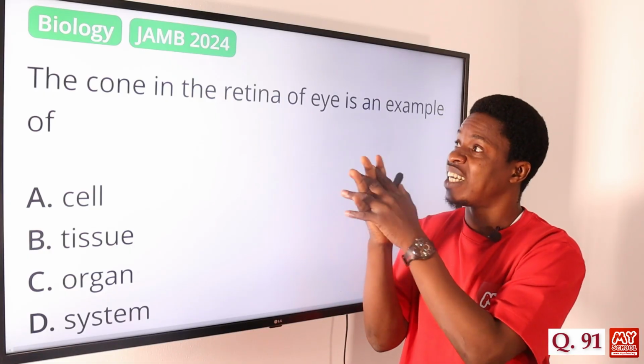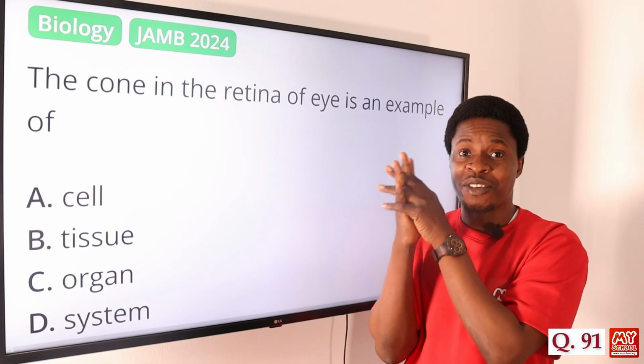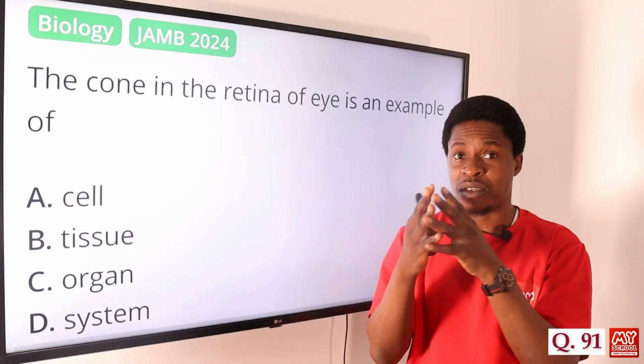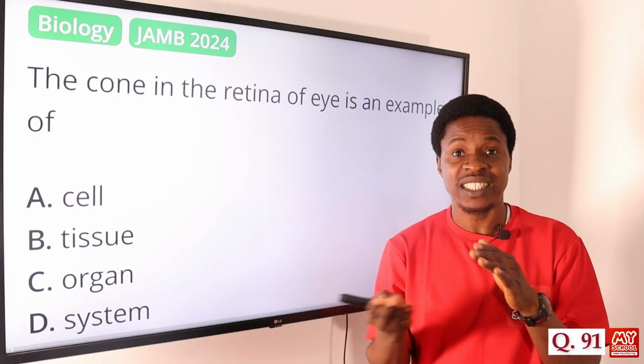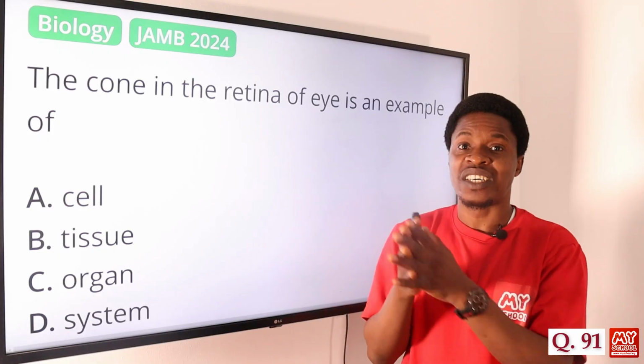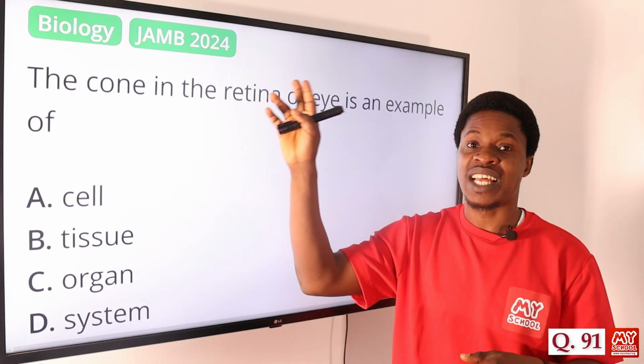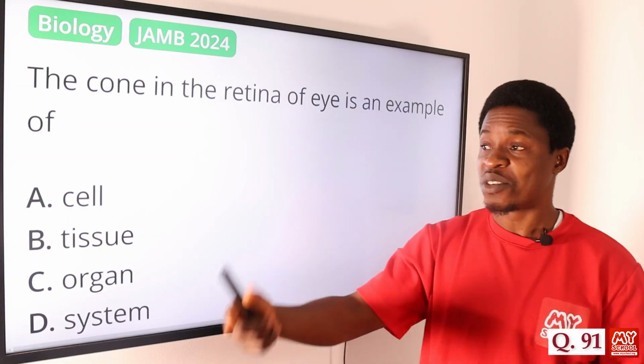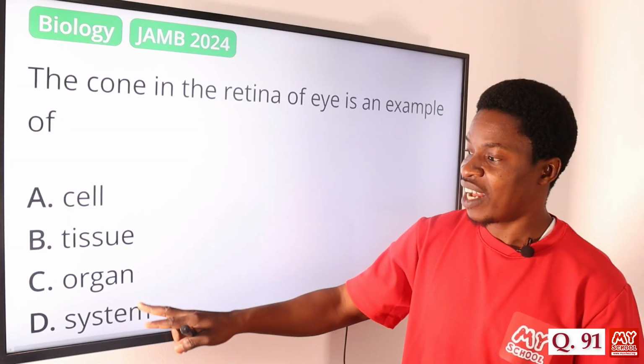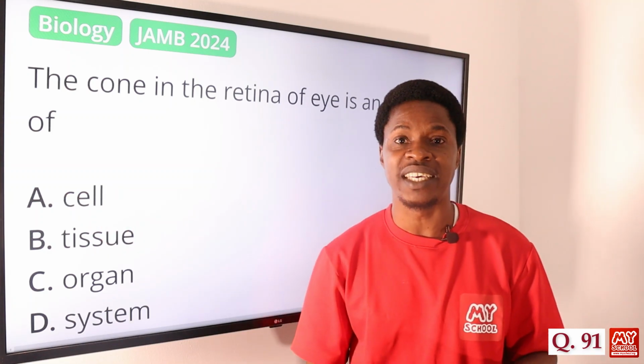So it is the cone in the retina of the eye that does that, and it is a photoreceptor, because when we talk about photo, we talk about light, okay, we talk about color. So the cone in the retina of the eye is a photoreceptor cell. So it's not a tissue, it's not an organ, it's not a system, it's a cell. So the correct answer is option A.